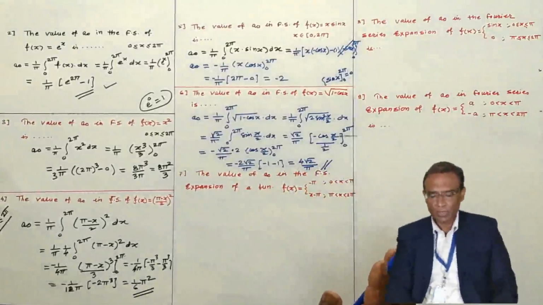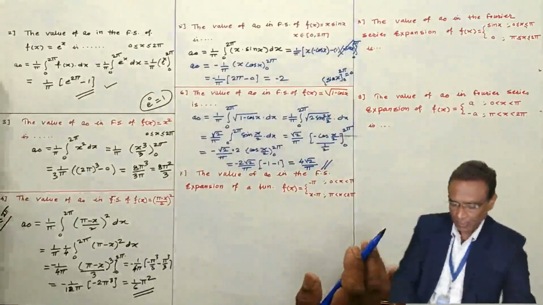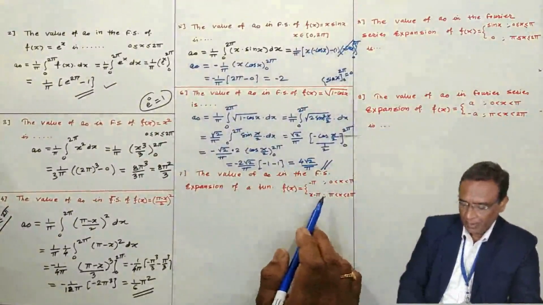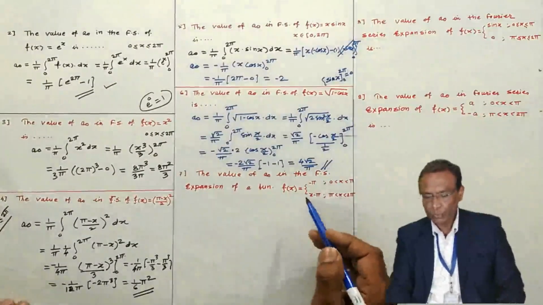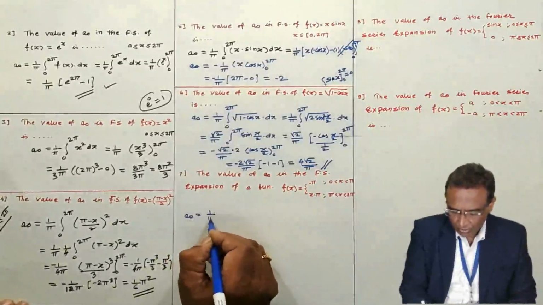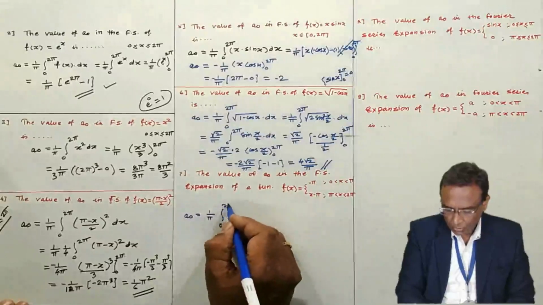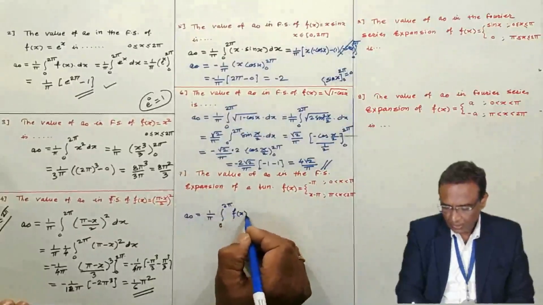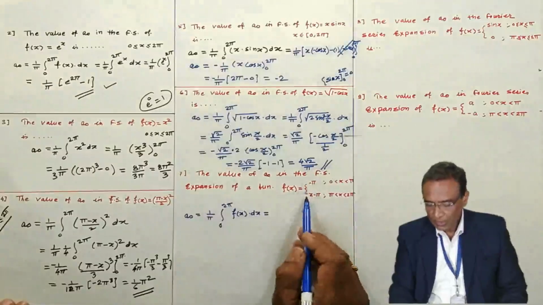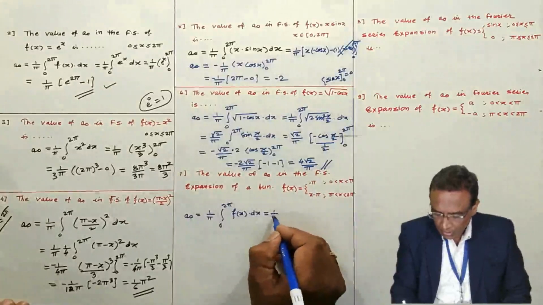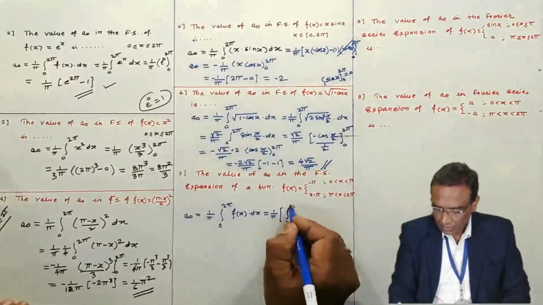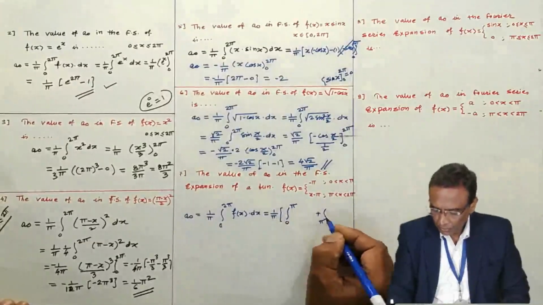In online examination, most probably the value of A0 will be asked. Okay. The value of A0 in the Fourier series expansion of this function. Here the function is split into two subintervals. I am writing the formula for A0, 0 to 2 pi, integral of fx. So in this problem, function is split into two subintervals. Therefore, I am going to break this 0 to 2 pi into 0 to pi and pi to 2 pi.